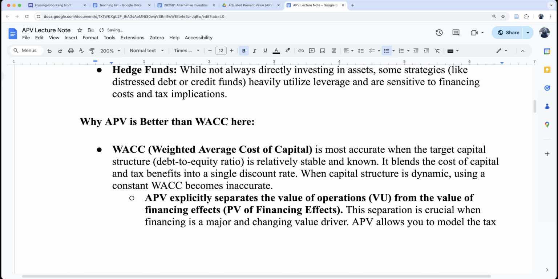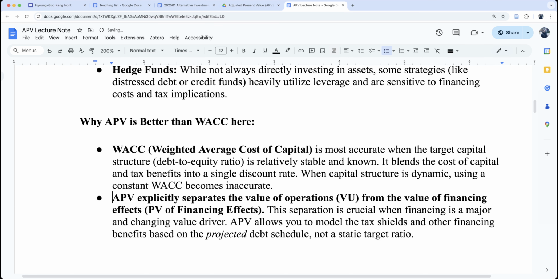Well, weighted average cost of capital, WACC, is most accurate when the target capital structure, like the debt to equity ratio, is relatively stable and known. Even when it is relatively stable and known, cost of debt can be dynamic, right? Depending on equity price or firm strategy. So even in that case, I don't think WACC is a good idea. Anyway, it blends the cost of capital and tax method into a single discount rate. That is the problem.